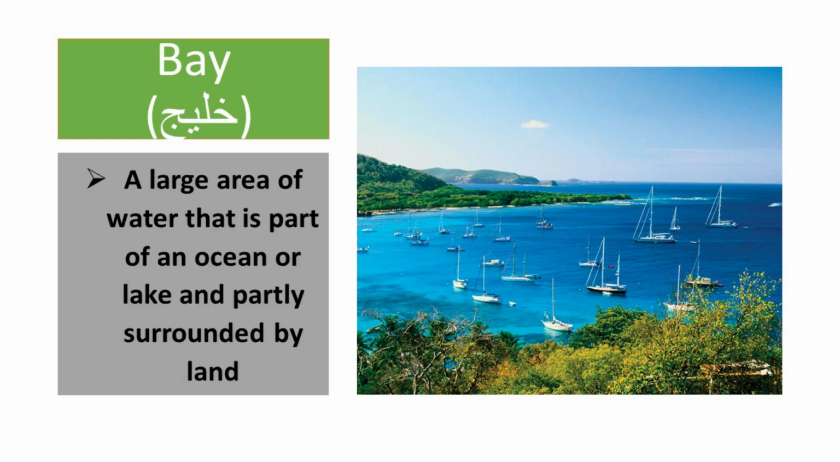A bay is a very large area of water that is part of an ocean or a lake, but the main thing is it is partly surrounded by land. As you can see in the picture, there is land around. This sort of scenario is known as a bay.